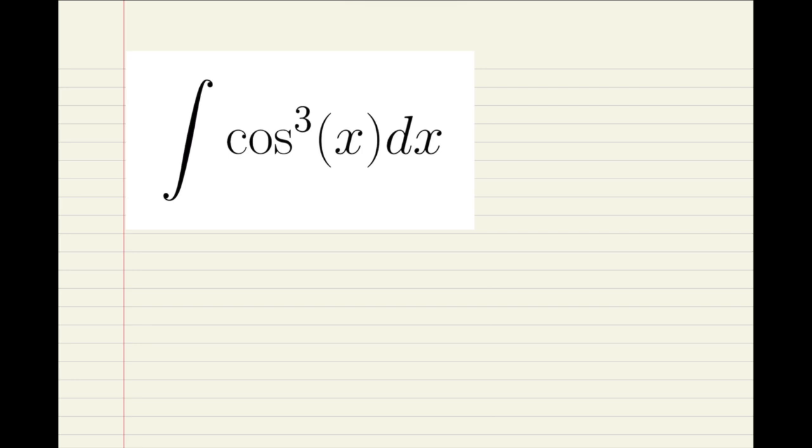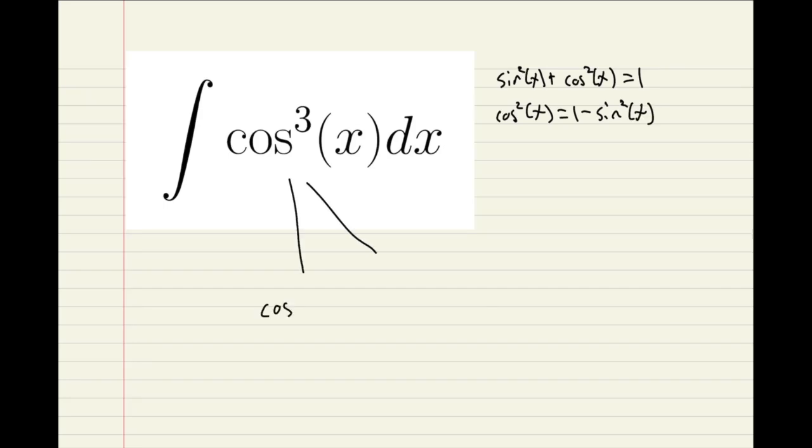In the following video, let's solve the integral of cosine cubed of x dx. The first thing we have to remember is the trigonometric identity sine squared of x plus cosine squared of x is equal to 1, and that allows us to write cosine squared of x equals 1 minus sine squared of x. Now let's go ahead and break this up into two parts.